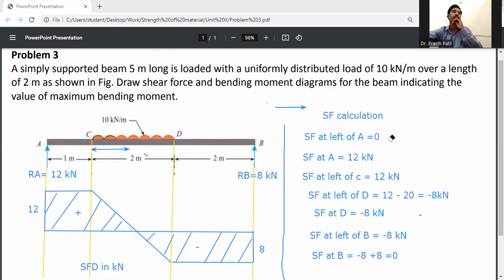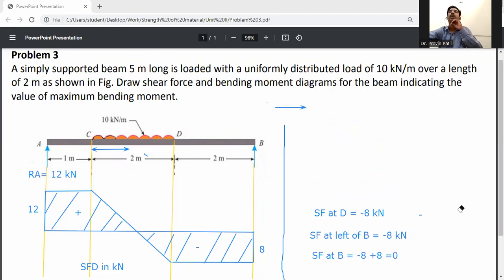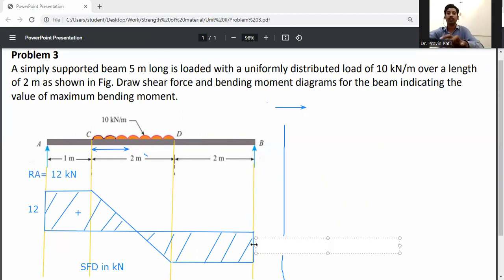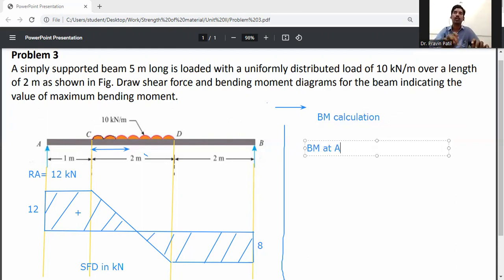Step number 3, BM calculation. The SF calculation is completed, now it will be BM calculation. So BM at A will be 0. Bending moment at A is 0, and the beam is only simply supported. There is no overhang.